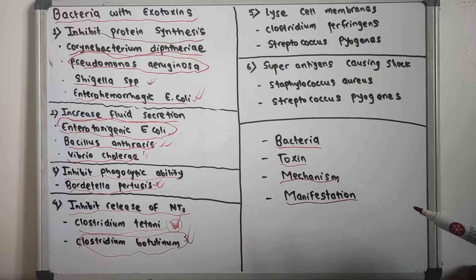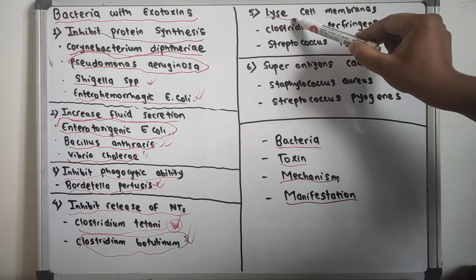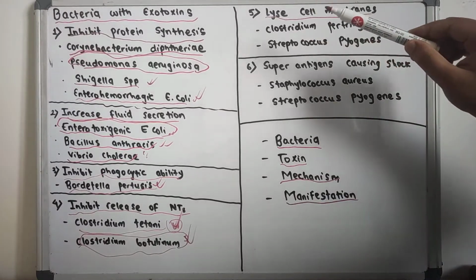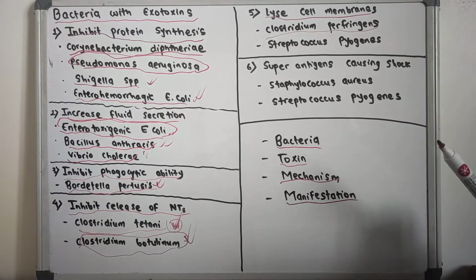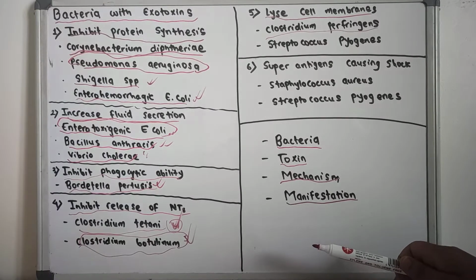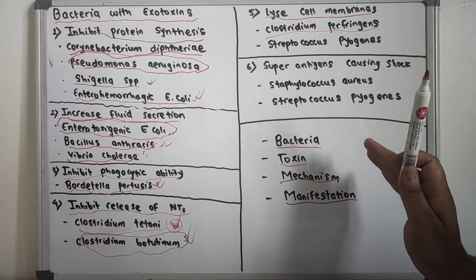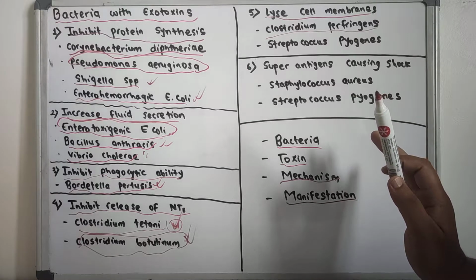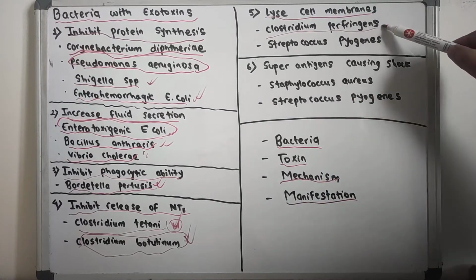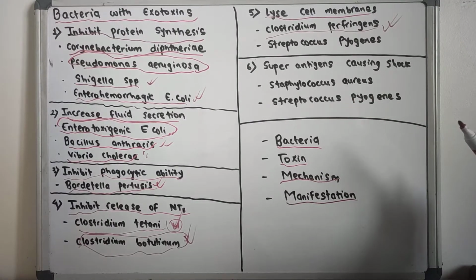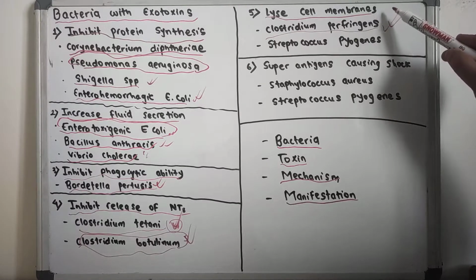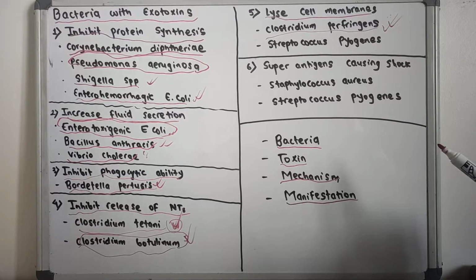Now let us discuss the various exotoxins which lyse the cell membrane. First of all, let us talk about the Clostridium perfringens. The Clostridium perfringens will release the alpha toxin. So alpha toxin is the phospholipase that degrades the tissue and the cell membranes. So the manifestation will be the degradation of the phospholipid, and there will be the myonecrosis in the Clostridium perfringens infection. There can also be the occurrence of the gas gangrene and the hemolysis.